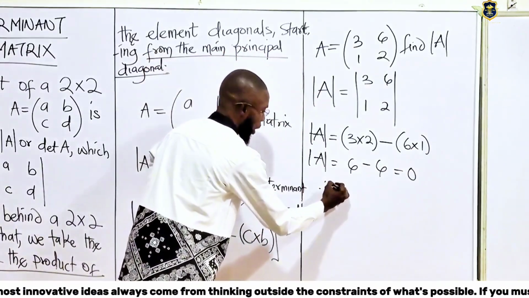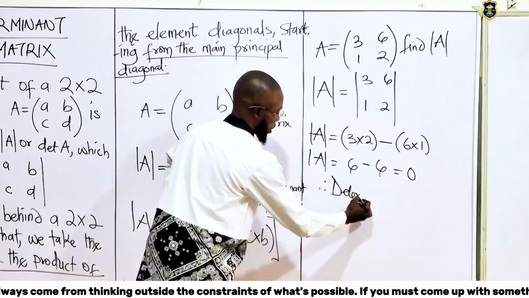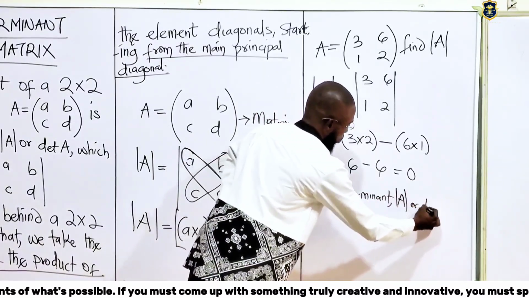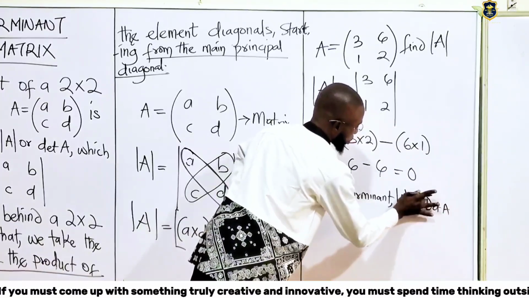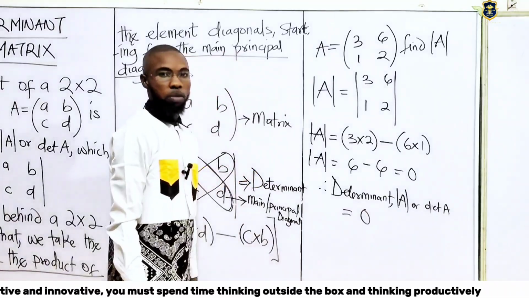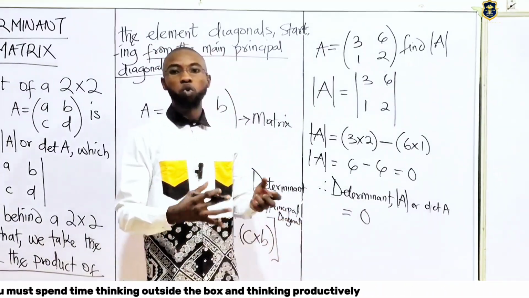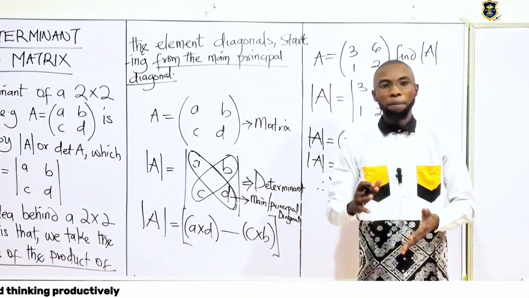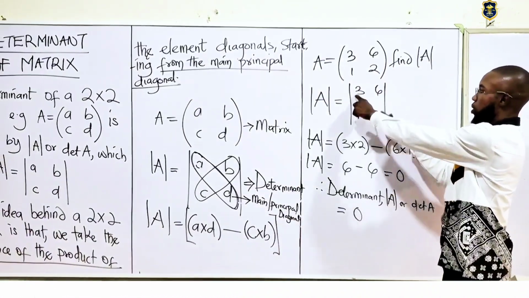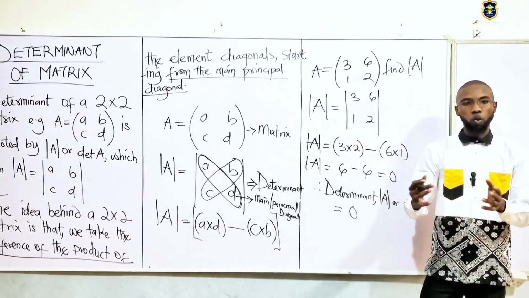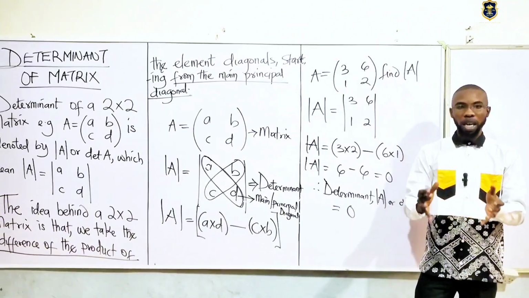Therefore, our determinant, det A, we use a small letter, becomes 0. That's as easy as it gets. Whenever we're doing a 2x2 matrix, what we do is just take the product of the principal diagonal minus the other diagonal. That's all about the 2x2 matrix. I'll give you 2 other questions to buttress what we just did, so we can have a clear understanding. Follow me, guys.